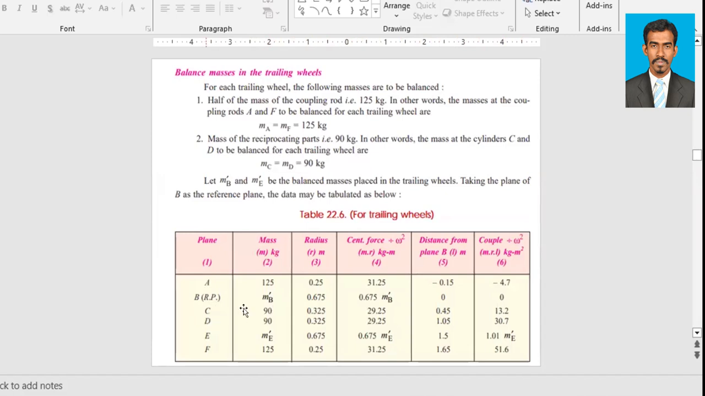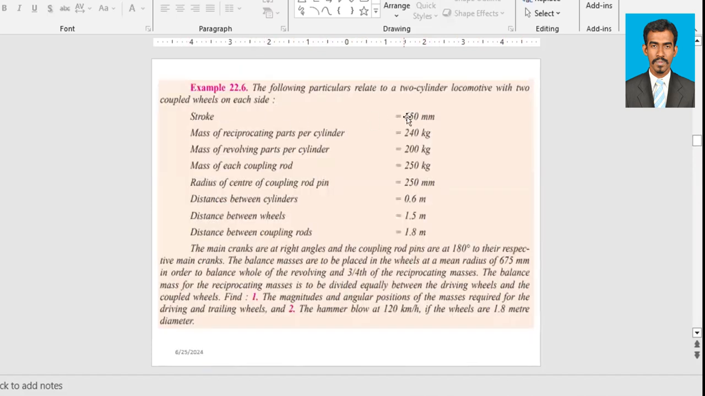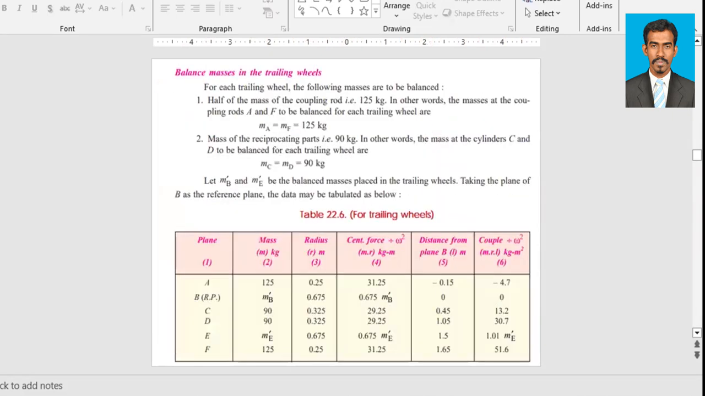And for the cylinders, the radius is 0.325 meter. Already given in the question, the stroke length is 650 millimeter, and the crank length would be half of this, which is 0.325 meter. Okay, so now the radius is known. All the radii are known.